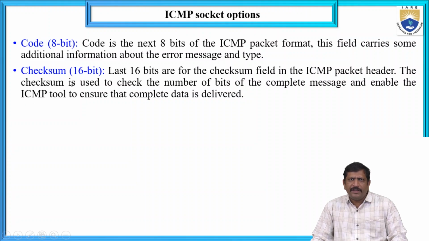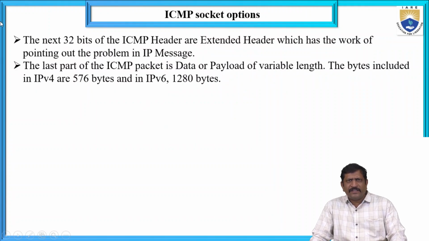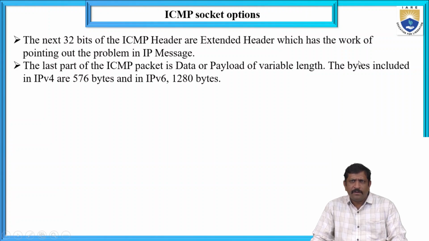Checksum. The checksum is 16 bits. The last 16 bits are for the checksum field in the ICMP packet header. The checksum is used to check the number of bits of the complete message, enabling the ICMP tool to ensure that the complete data is deliverable or not. Here the next 32 bits of the ICMP header, the extendable header, has the work of pointing out the problem in IP messages.